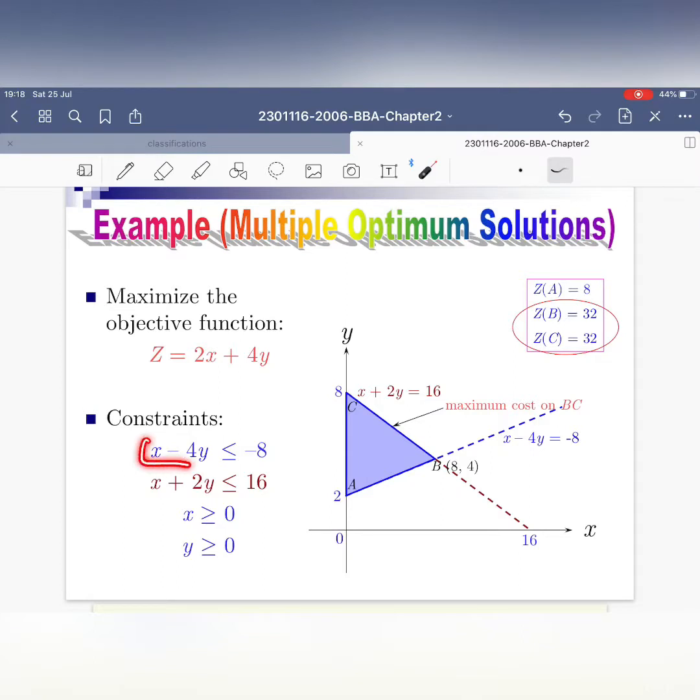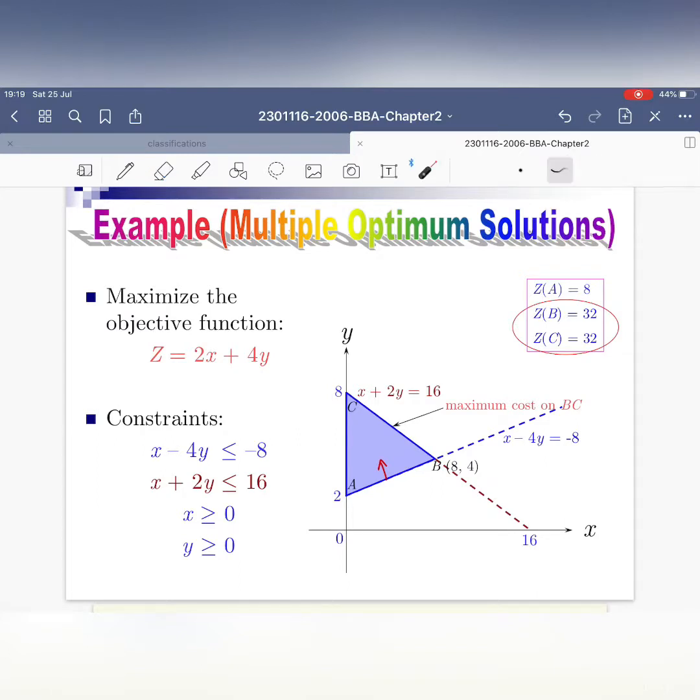For example, this constraint: if your x is 0, your y is 2, can you see? So you have it here. If your y is 0, your x is -8, so you got somewhere here. So that's why you have this straight line. But your x and your y are in the first quadrant, so you need to determine the above or below that line. And of course, this 0 again. So you plug in, you got 0 less than or equal to -8, which is not true, right? So the region under consideration cannot include 0.